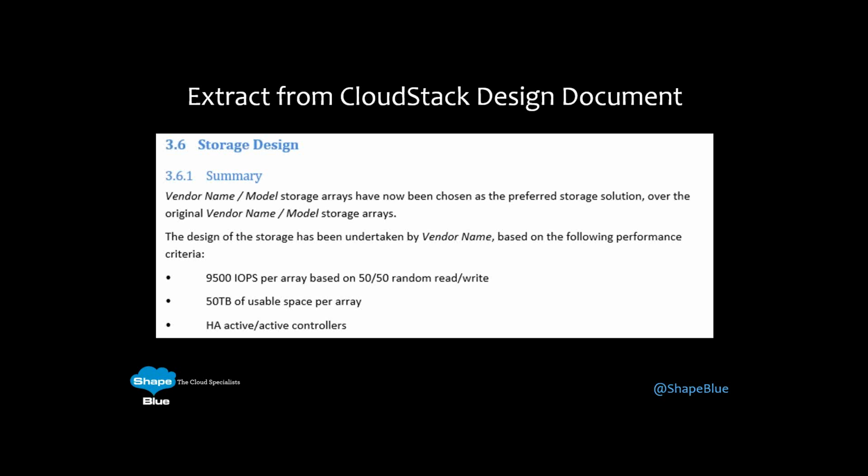Now, when we came on board, they'd chosen one storage architecture. When we analyzed it, it was way under spec performance-wise. It got replaced with a second storage solution, which cost more money, and the vendor concerned gave us these metrics. So again, they said, this solution will give you 9,500 IOPS. It will give you 50 terabytes of usable storage space. And it's an HA active controller, so it's a nice high-end solution.